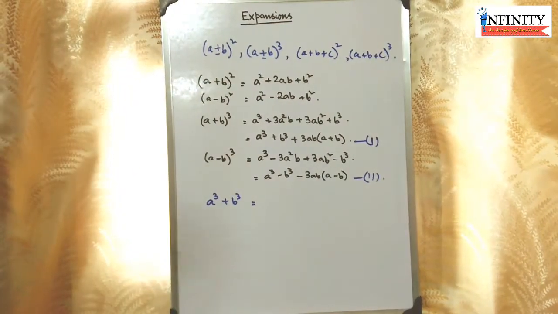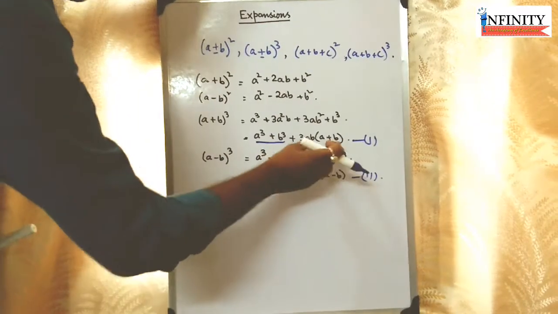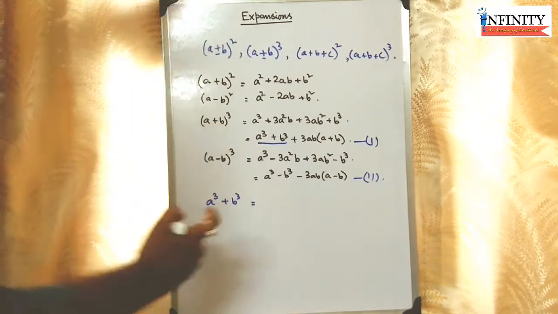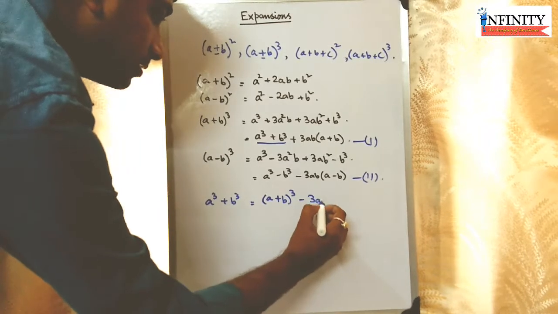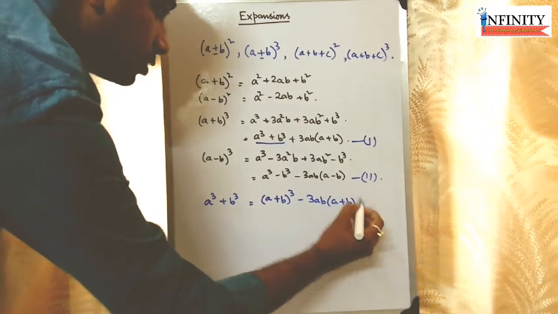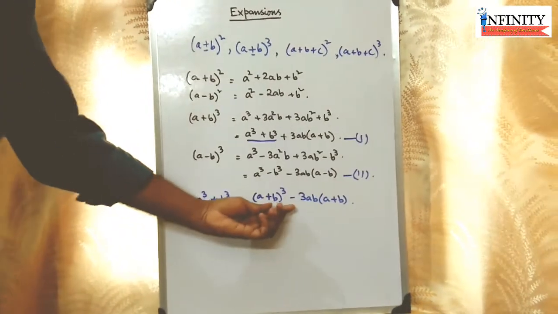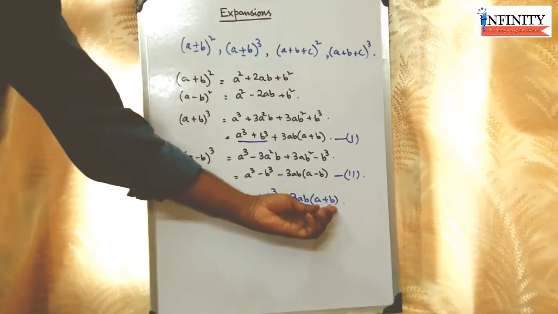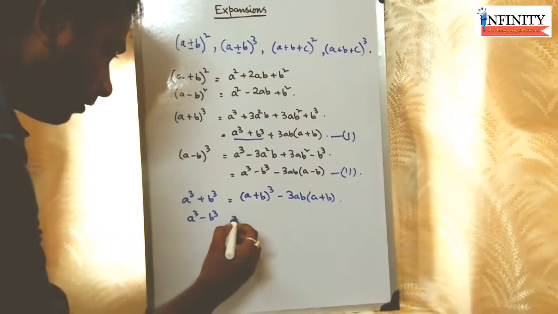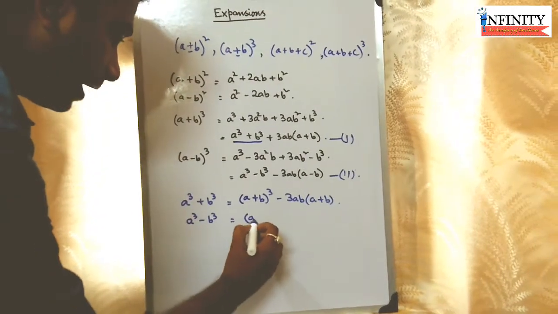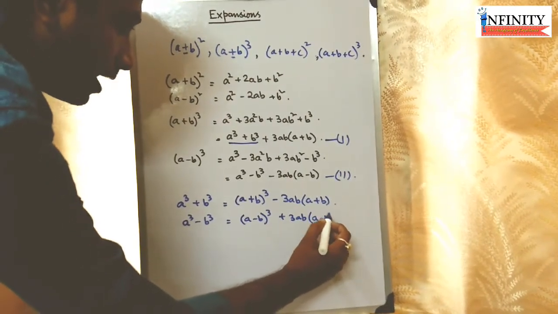What is the formula for a³ + b³? Taking these two terms together, this term goes to the left hand side and it becomes (a+b)³ − 3ab(a+b). So the formula for a³ + b³ is (a+b)³ − 3ab(a+b). And similarly, what will be the formula for a³ − b³ from number 2? It's simple: (a−b)³ + 3ab(a−b).